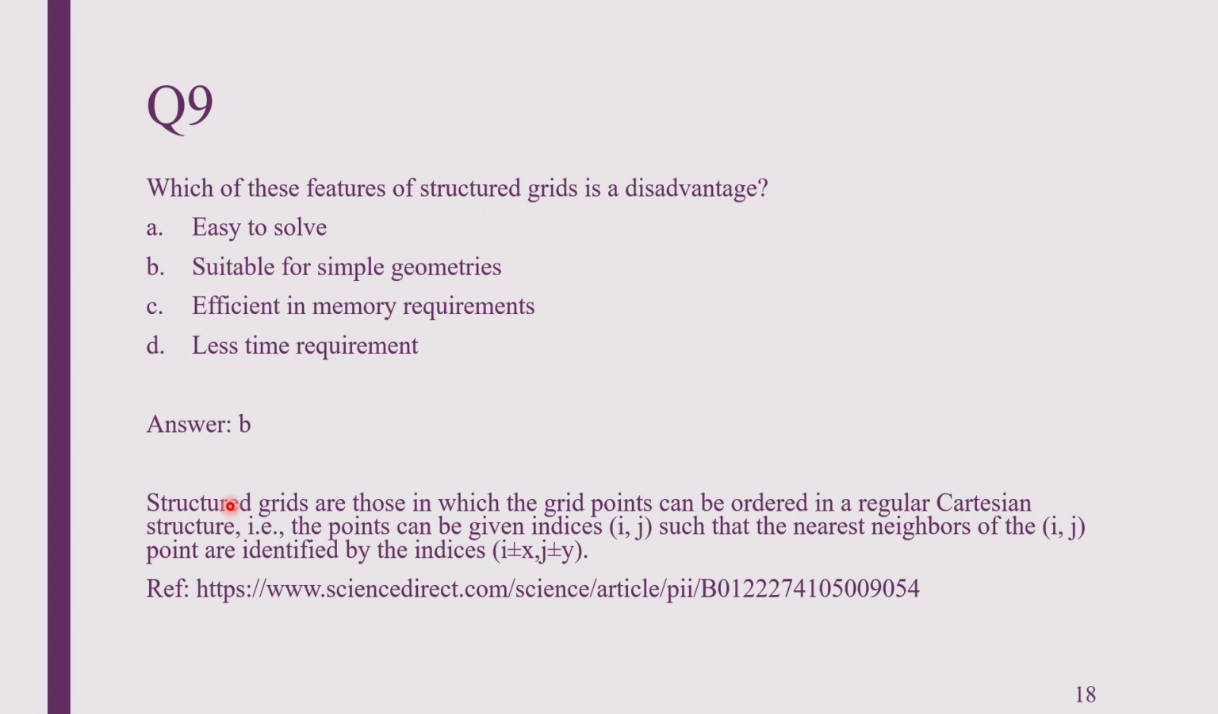So structured grids are those in which the grid points can be ordered in a regular Cartesian grid structure.